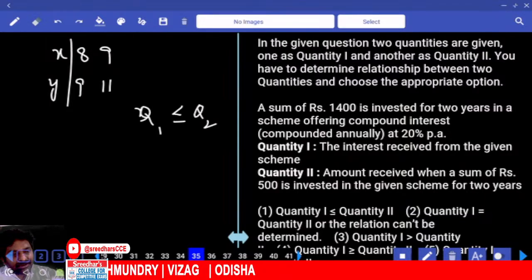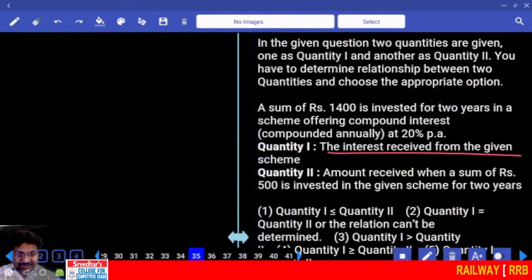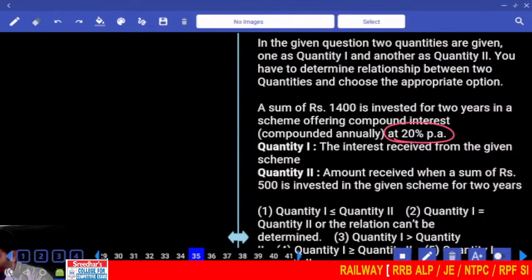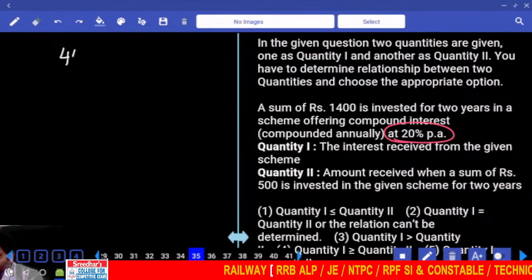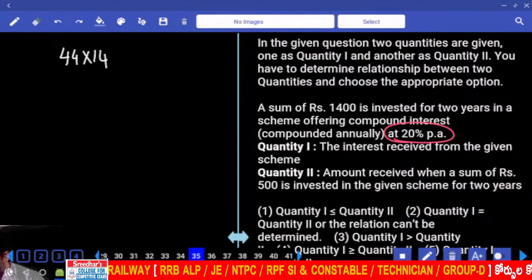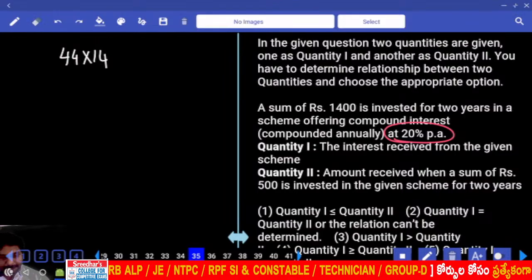A sum of 1400 is invested for 2 years in scheme offering compound interest at the rate of 20% per annum. Interest received from the given scheme. Compound interest at the rate of 20% per annum for 2 years is going to be 44%. 44% calculated on 1400, 1% is 14. That is Q1. We'll calculate it later.